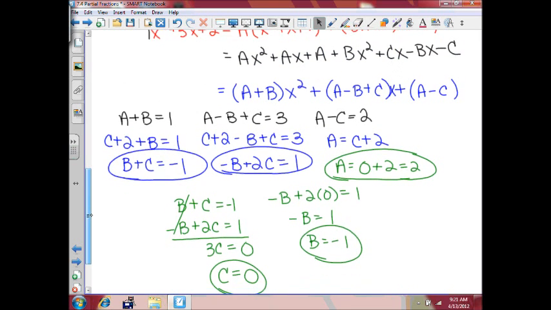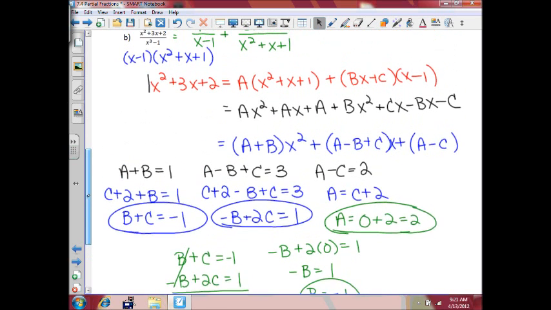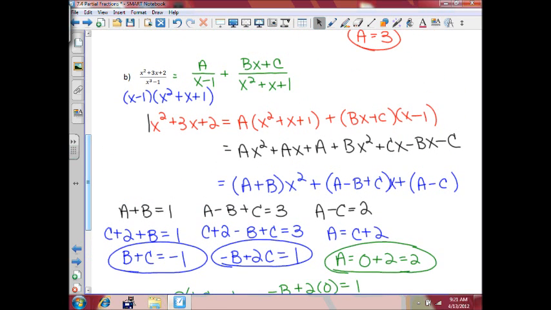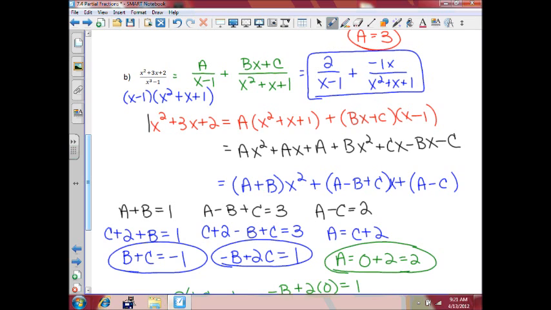So if C is equal to 0, B is equal to negative 1, A is equal to 2. So if you put it into your equation here, A is equal to 2, so we'll have 2 over X minus 1, plus BX, B is negative 1, C is 0, so you don't have to write it. And there's your partial fraction decomposition.